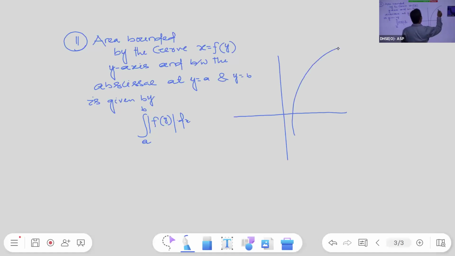Suppose this is the structure of the curve. X is equal to f of y. There is an abscissa at y is equal to A and another abscissa at y is equal to B. So this area, that is area bounded by the curve x is equal to f of y, y-axis, and between the abscissae at y is equal to A and y is equal to B, this area is equal to integral A to B f of y mod or x mod dy.